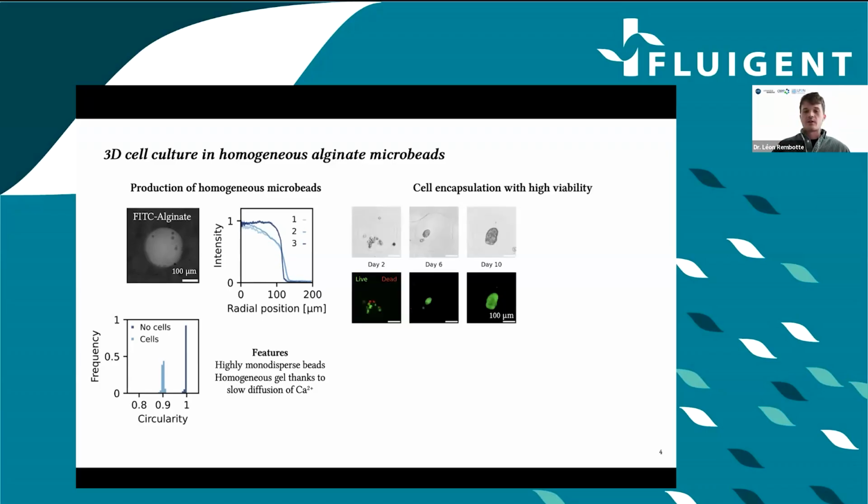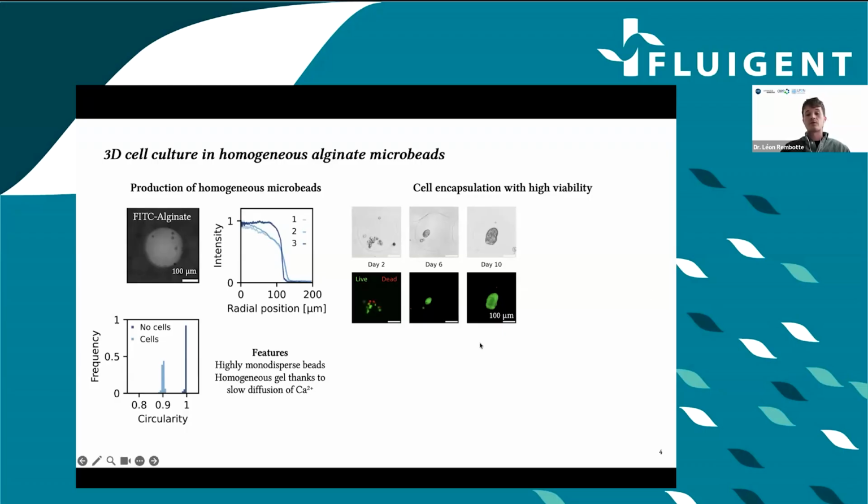So as you can see here, the microbeads are indeed almost perfectly spherical. And one of the main advantages of our technique regarding cell culture is that usually when you use, for instance, internal reticulation of alginates with calcium EDTA, we get a good initial viability, which decreases over time because cells have been disturbed too much during the encapsulation.